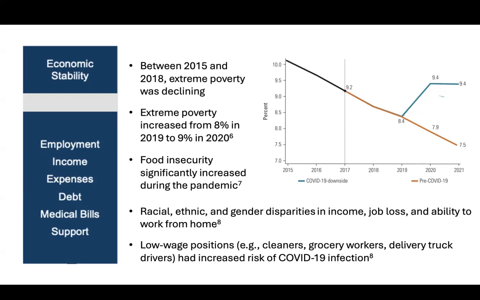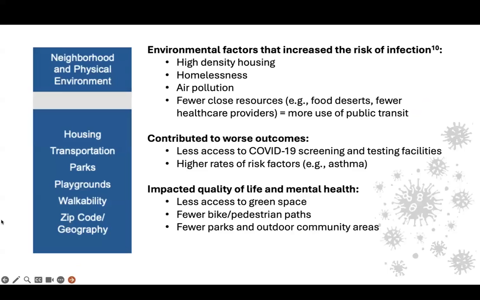So this was primarily due to disadvantaged groups holding lower wage positions that increased risk of COVID-19 infection and were not able to be worked from home. So our next social determinant of health, neighborhood and physical environment, was also very important, and not only for risk of catching the virus, but also related to outcomes and quality of life during this time.